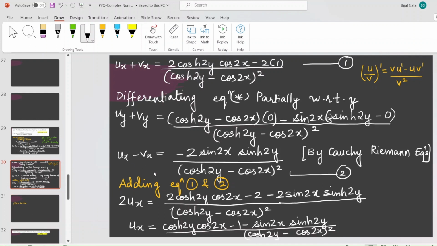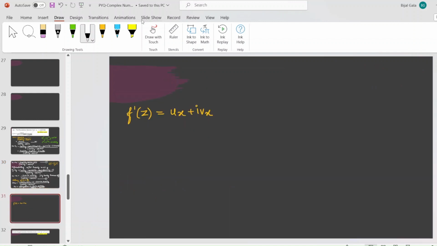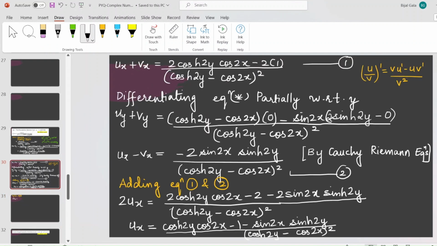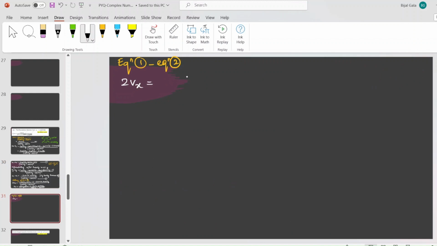Now, if you observe equation 1 and 2 left hand side, to find vx, we need to subtract the two equations. So let's subtract the two equations. So we'll do equation 1 minus equation 2. And that will give me 2vx. Let me erase this, we'll write it a little later. So we find the 2vx here on the left hand side, and the denominators are the same, so we'll just copy down the denominator here. No change.